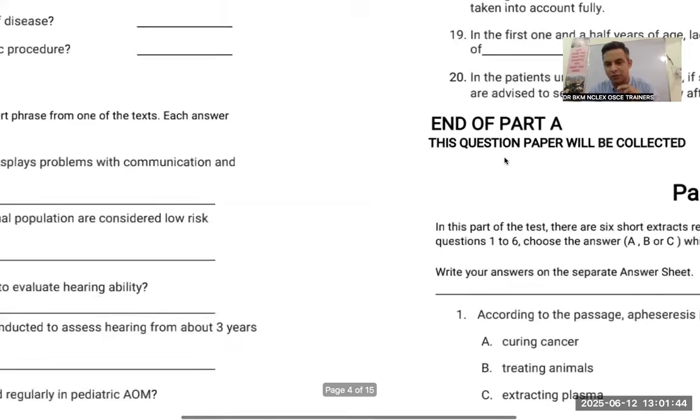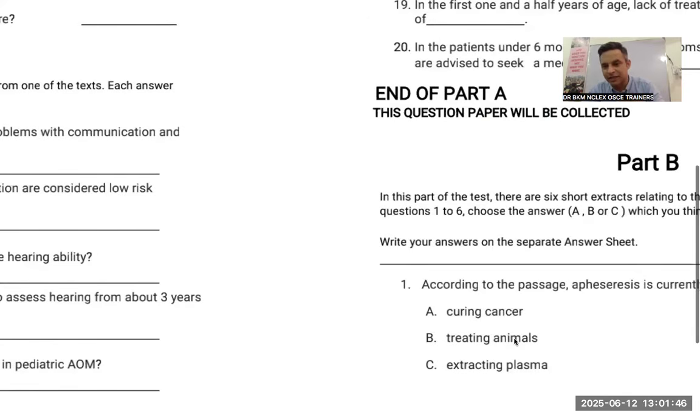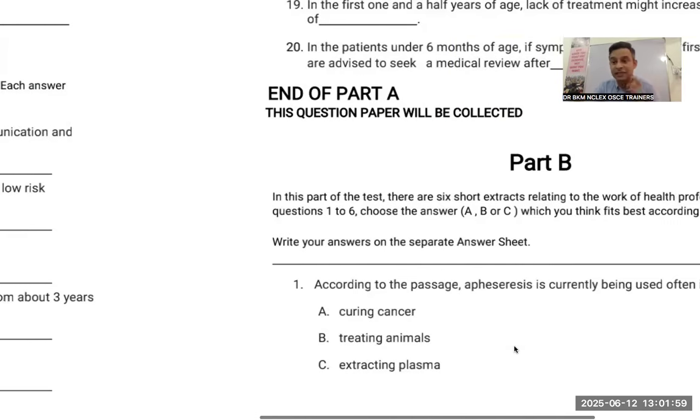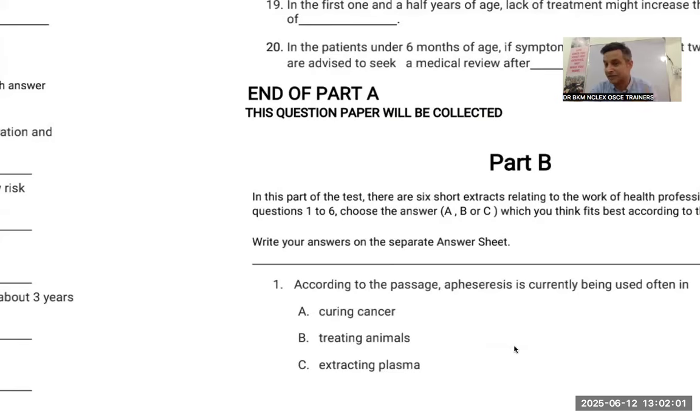So I will simply go to the options: curing cancer, treating animals, extracting. I know veterinary is treating animals, so B becomes my answer. So that is how important it is to notice passive voice, adverbs, newly, currently, often. This is one single example in which everything is being covered. In the final exam, you might get only one word that will give you a hint that the answer is in this line. So the first answer becomes B without any doubt.